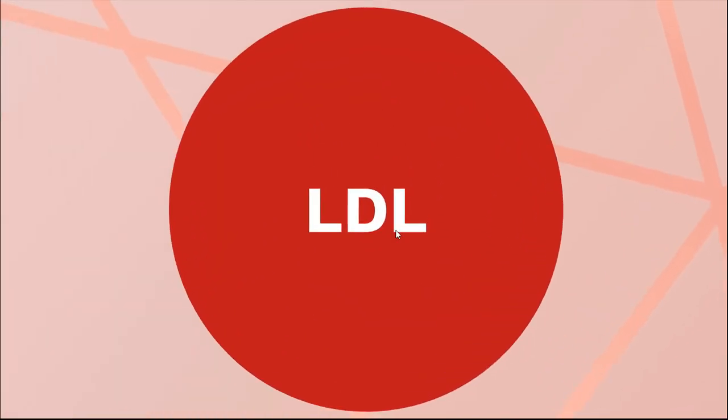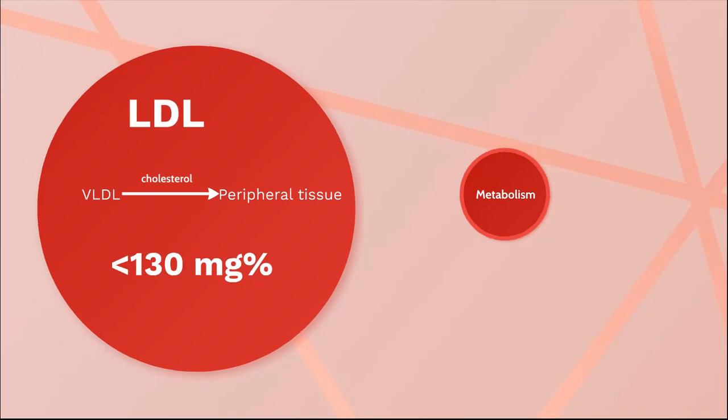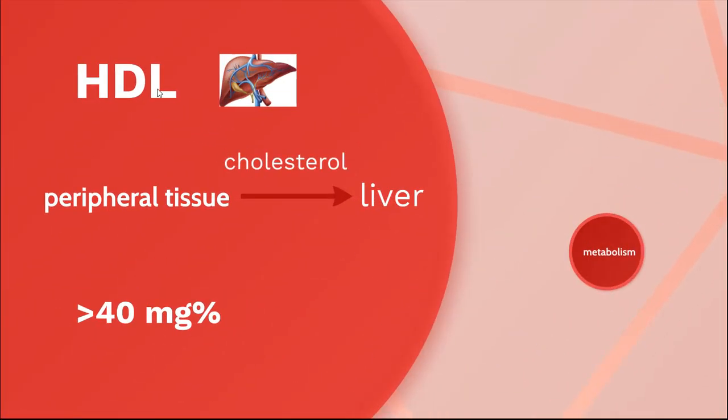The low density lipoprotein originates in the blood from VLDL and its function is to transport cholesterol into the peripheral tissue. And finally, high density lipoprotein. They originate in the liver and their function is to transport cholesterol from the peripheral tissue to the liver.